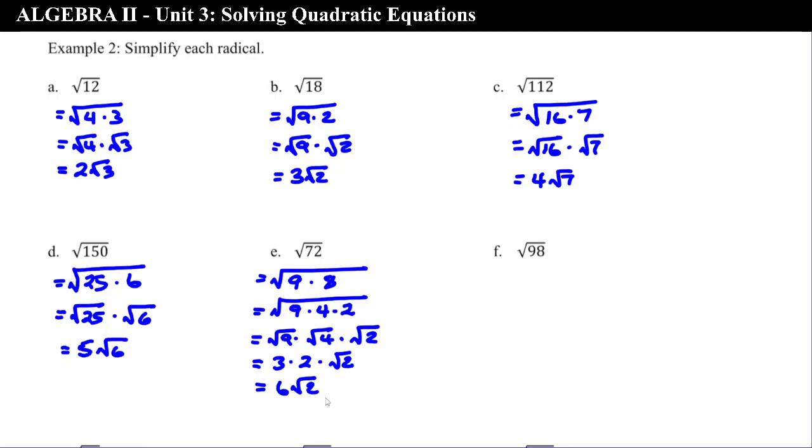Even if you didn't recognize 36 and 2 were your most direct way to factor it, you can still get there by doing it in multiple steps.